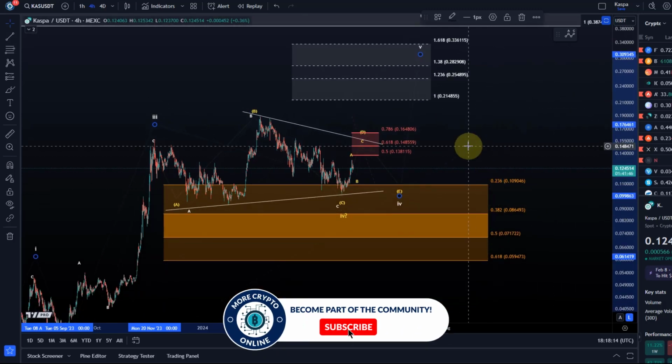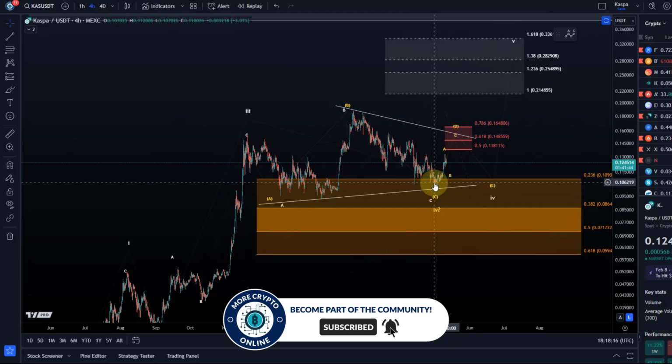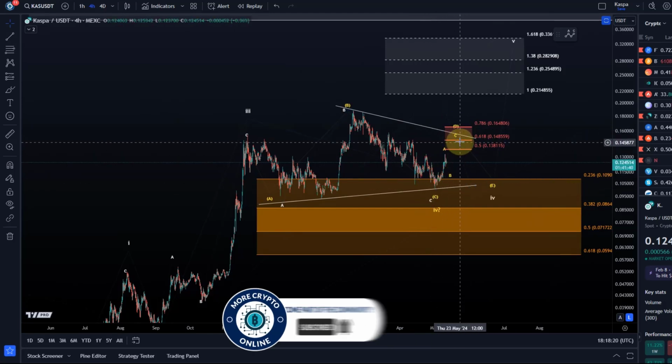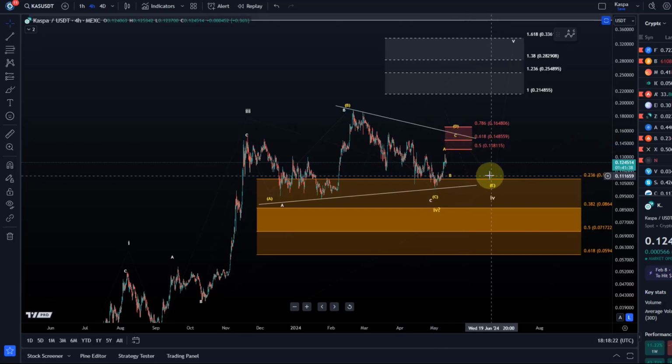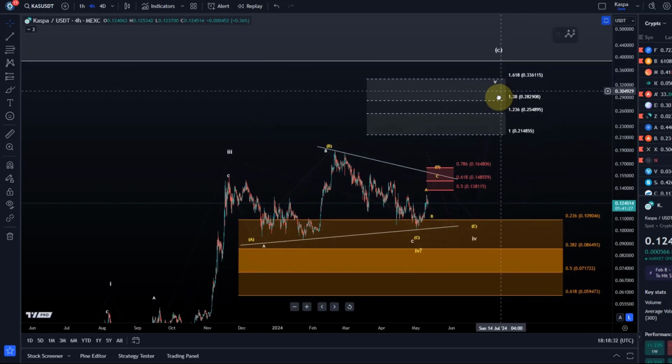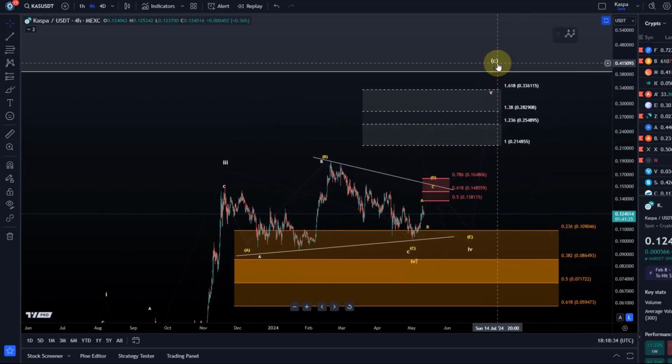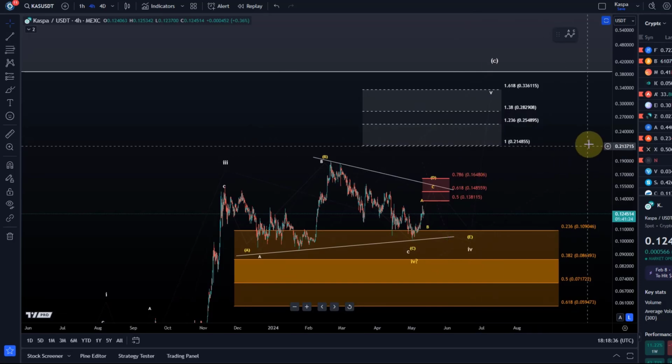How would that work out? Well, first of all, for a D wave that's healthy, we'd like to see an ABC structure to the upside. Then the E wave would also be an ABC structure, in this case to the downside, forming a higher low. And then from there, we should start the rally in wave 5 to the upside. It would be wave 5 of C. That takes us to upside targets.